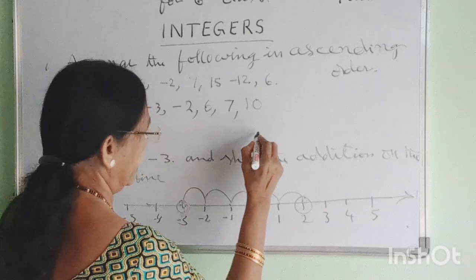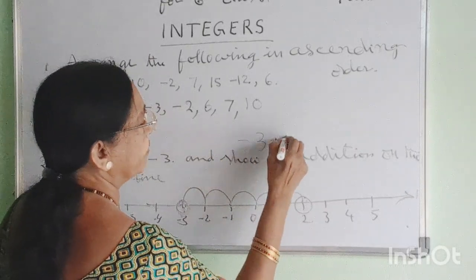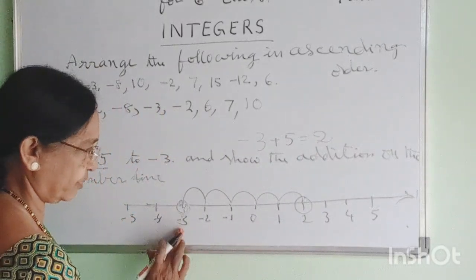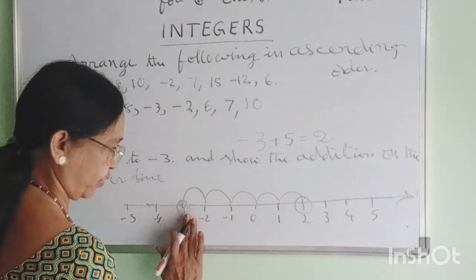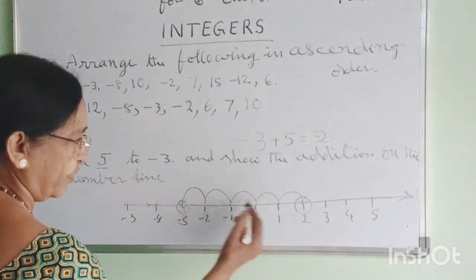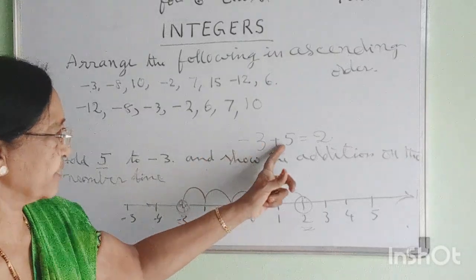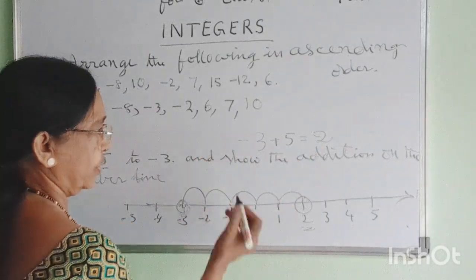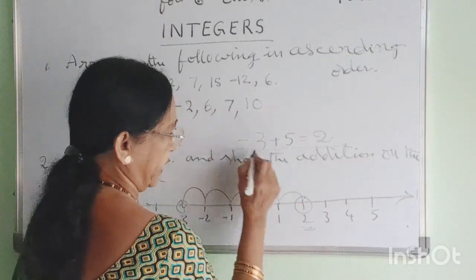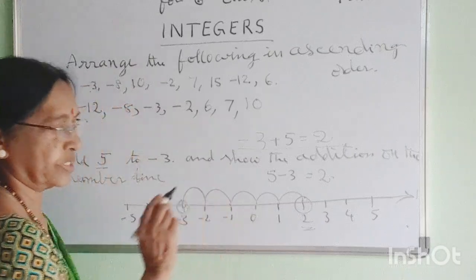So minus 3 plus 5 is equal to 2. We have to go forward, to the right hand side, 5 steps. So the result is 2. Minus 3 plus 5 is equal to 2. Actually we will verify: 5 minus 3 is 2. So this is correct.